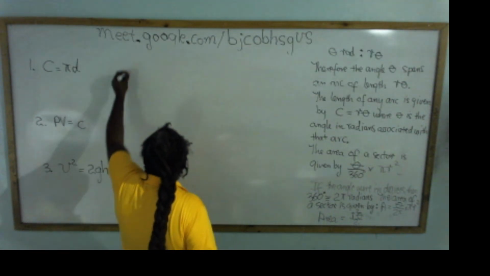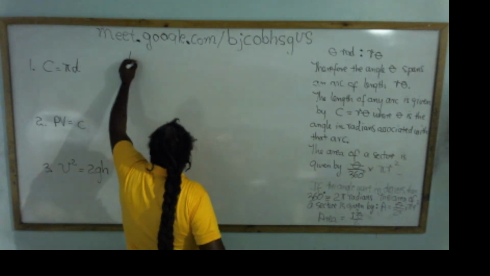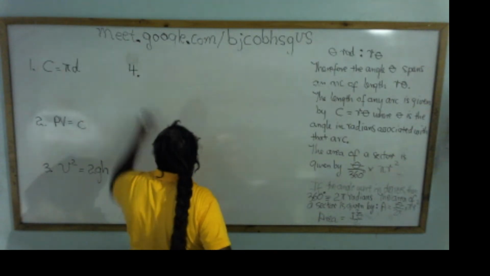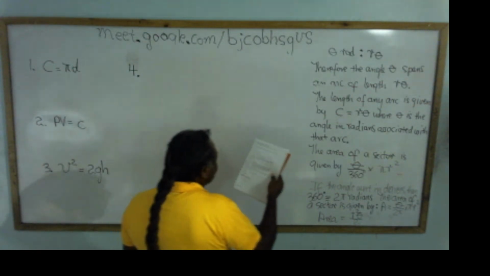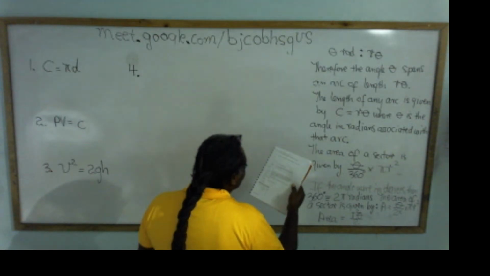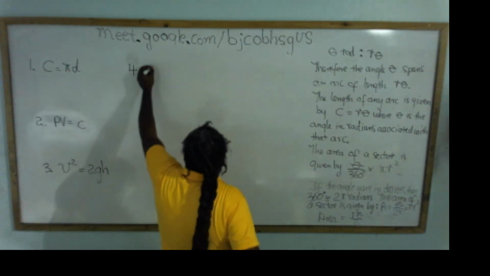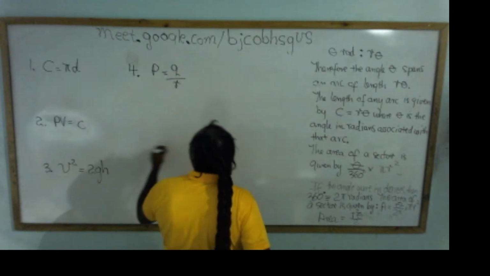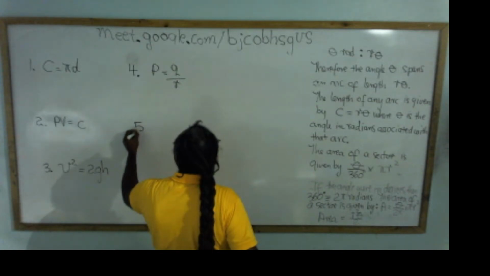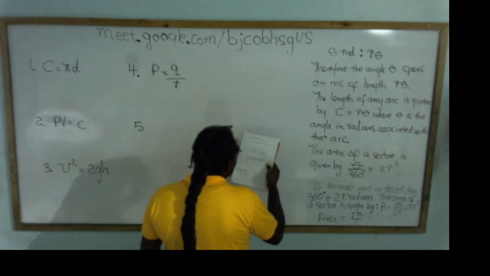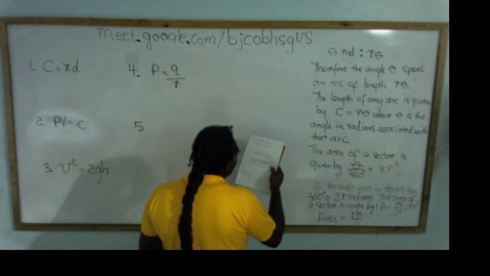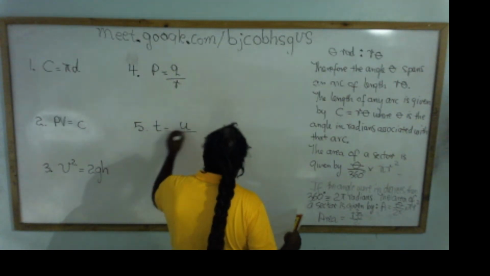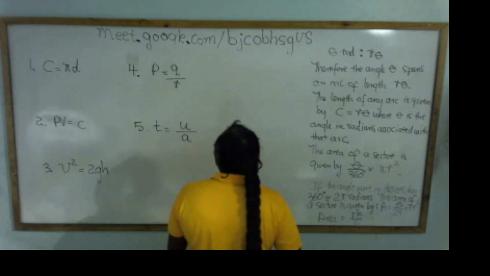We have a tendency to put 5 of them on the board each time. So number 4 will go there. Number 4: P is equal to Q over R, for R. And number 5: T is equal to U over A, for U.